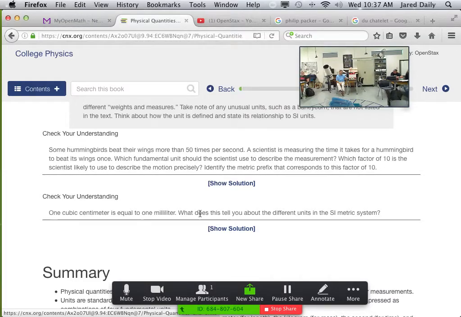But you're right, that is. Because if you take a centimeter cubed of water, that's a milliliter.